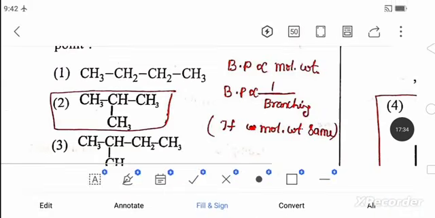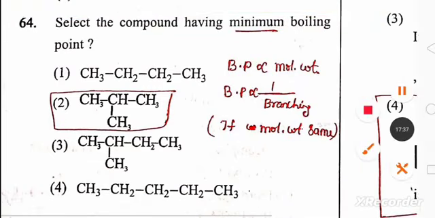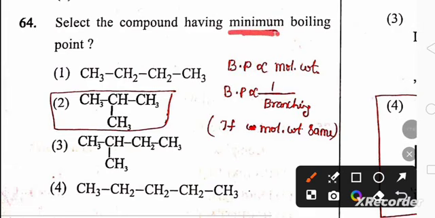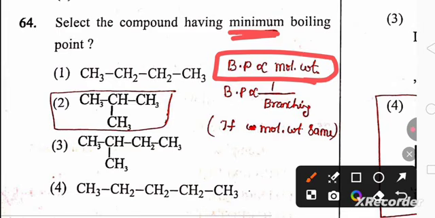Next question, children. Select the compound having the minimum boiling point, the lowest boiling point among the four. We know boiling point depends on the molecular weight, and as the number of carbon atoms increases, the boiling point increases. Among the four, option 3 and option 4 have 5 carbon atoms, so they don't have the minimum boiling point.